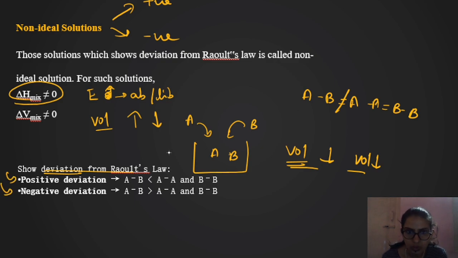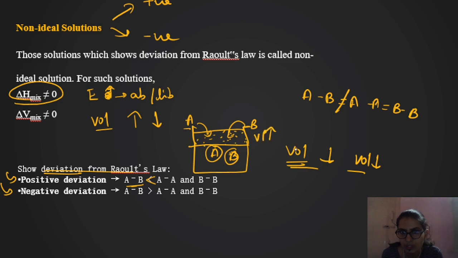So what I wrote here, AB is less than AA and BB. So the interaction of AB is lesser. If the attraction between A and B is lesser after mixing, it means they'll convert into vapors easily. Yes or no? Yes ma'am. They'll convert into vapor easily. So does the vapor pressure increase or decrease? Obviously the vapor pressure will be higher compared to A and B.